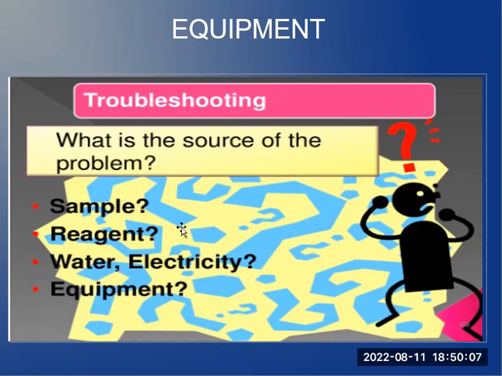Next is electricity. Maybe the problem is electricity. Low power in the hospital or an overload, then there's a sudden surge of electricity and the equipment is overloaded.